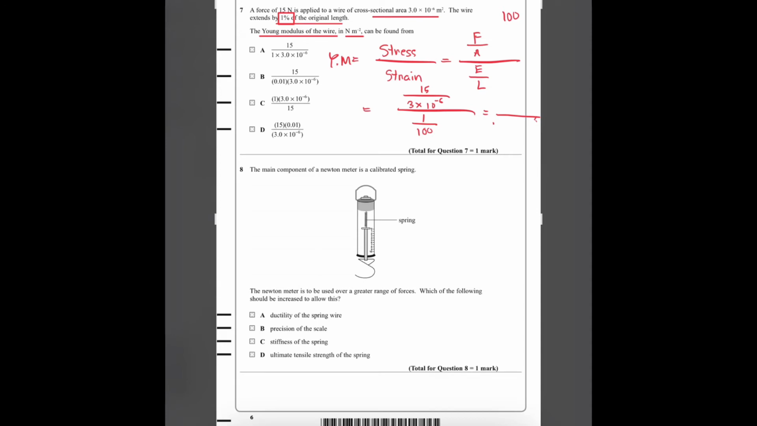So we can rearrange it and write it as 15 into 100 divided by 3 into 10 to the power minus 6. So 15 into 100 is basically 15 by 0.01 into 3 into 10 to the power minus 6. So the only answer that matches is for question 7, and the answer is B.